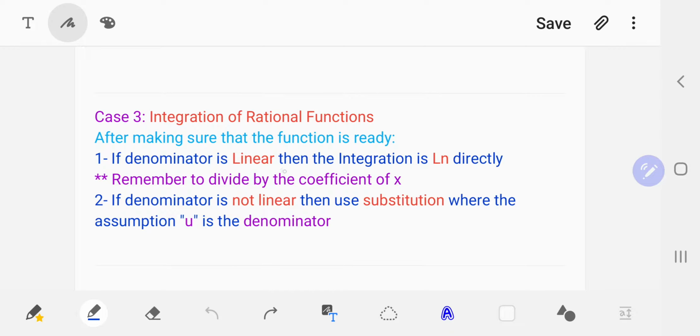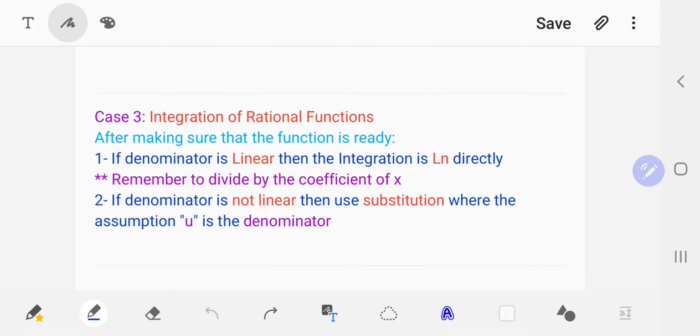We talked about integration before, and we took the first two cases, which are addition, subtraction, and composite, and integration of multiplication, simple and non-simple multiplication. Today I'm going to talk about the third case: if we have a rational function, integration of rational functions.